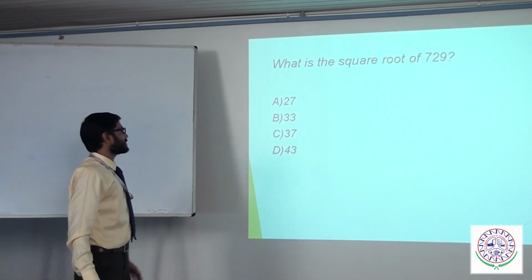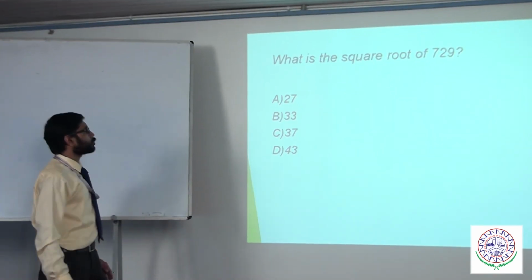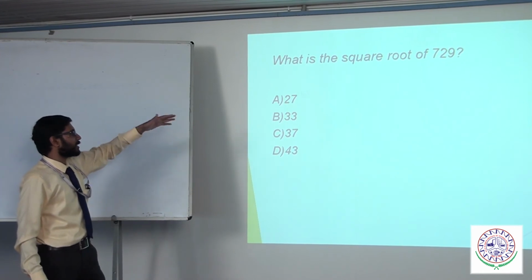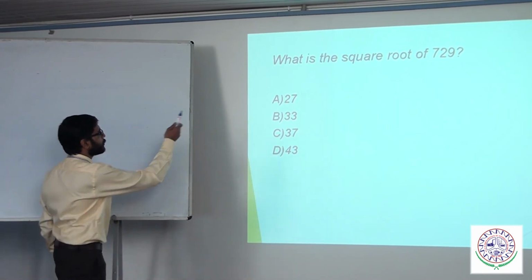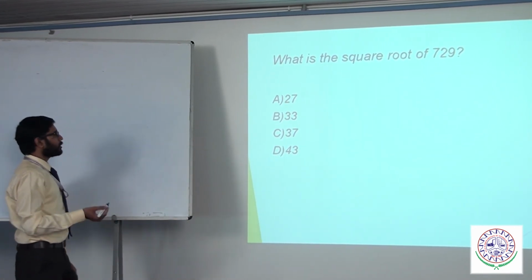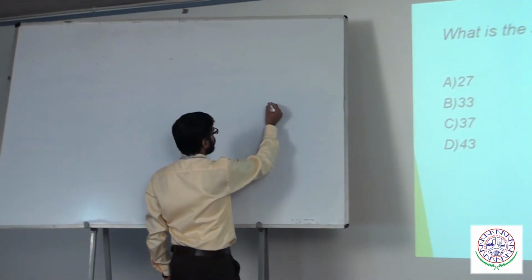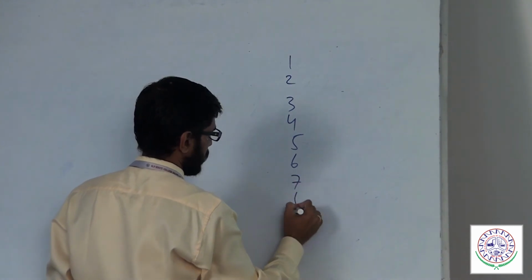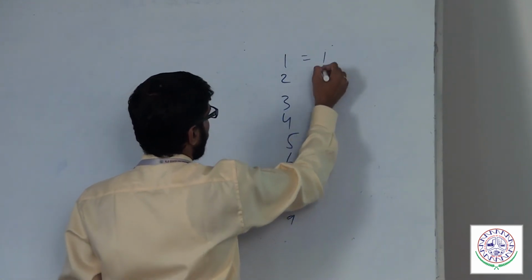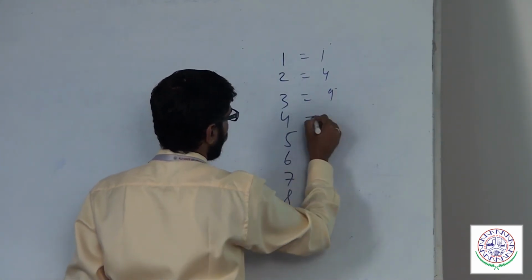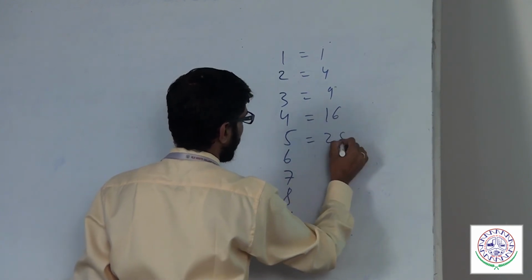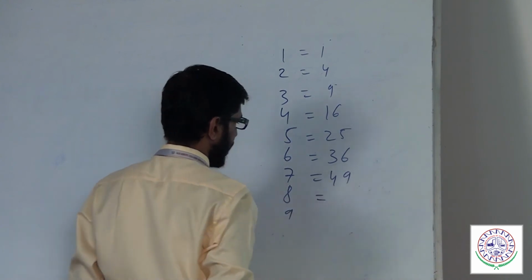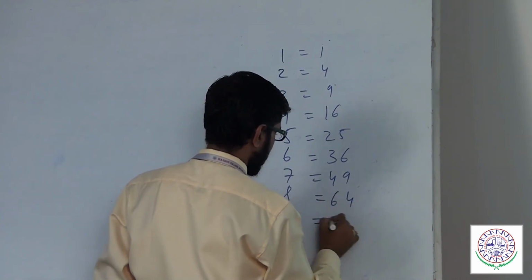This is the next question, a straightforward question. What is the square root of 729? When they give a perfect square, it is very easy to identify. For 729, I will just tell you the basics of how to identify it. So 1 square, 2 square, 3 square will be written. 1 square is 1, 2 square is 4, 3 square is 9, 4 square is 16, 5 square is 25, 6 square is 36, 7 square is 49, 8 square is 64, 9 square is 81.